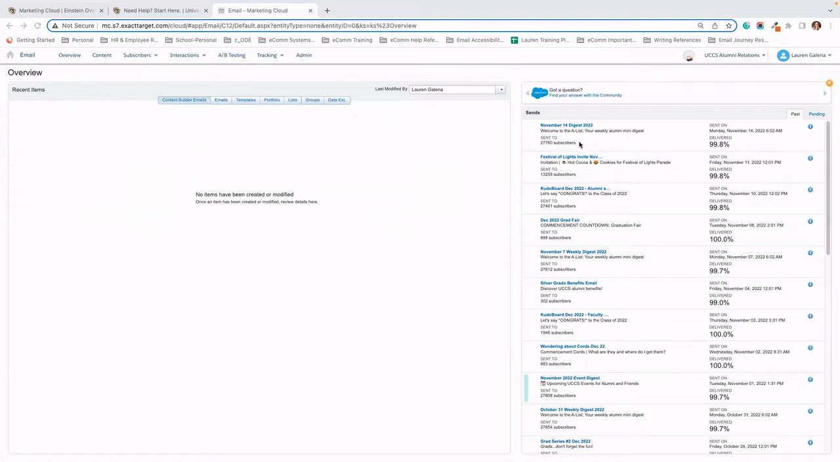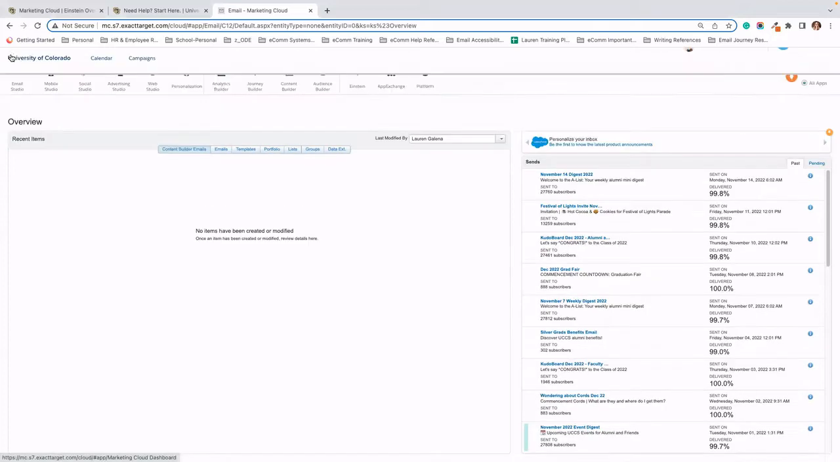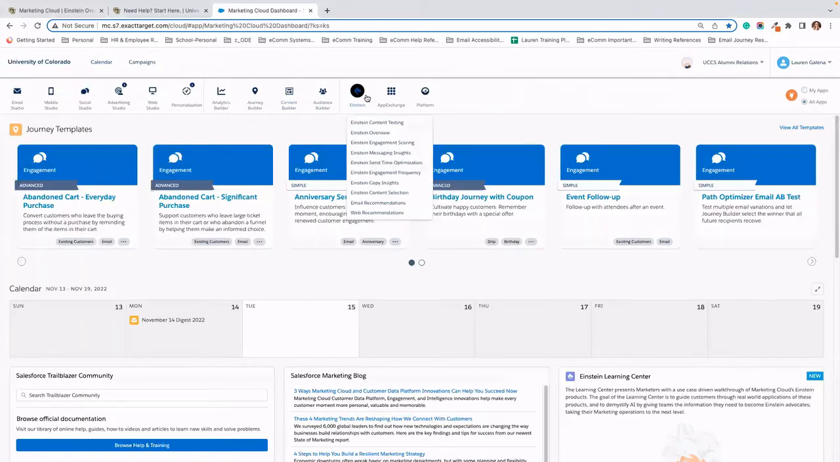So as a reminder, to navigate to the various Einstein features in your Marketing Cloud, I'm showing the UCCS Alumni Relations business unit, just because that was one that we turned Einstein on first, so there's more data in here. So when I'm showing you examples, it will be populated. To navigate to the Einstein features, you click on the little house, hover over Einstein, and then select the feature that you want to look at. So we're going to start with send time optimization.